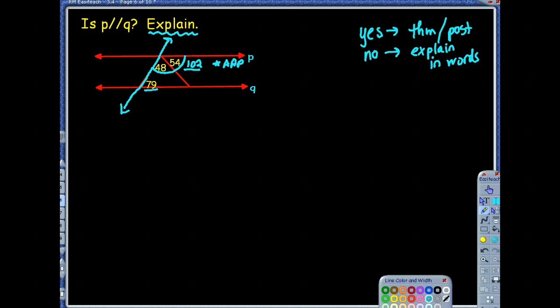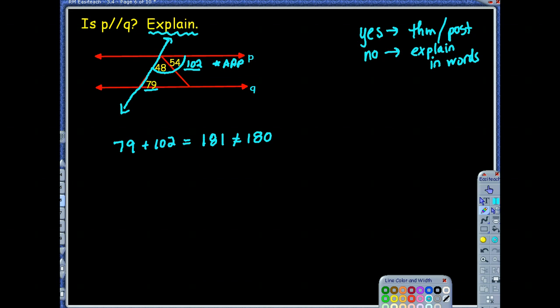What would have to happen for these to be parallel? The theorem that we learned is that if consecutive interior angles are supplementary, then the lines are parallel. So we really want to see, are they supplementary? That means we have to add them up. So 79 plus 102, do those equal 180? Those equal 181, which is not equal to 180, which is what they should be if this was parallel. So these are not parallel lines.